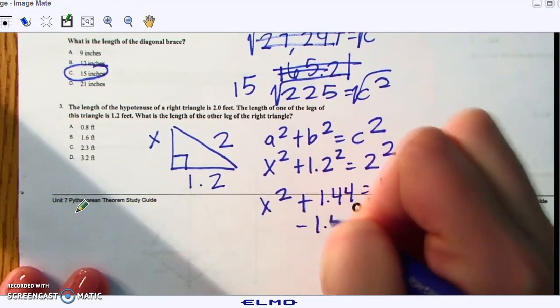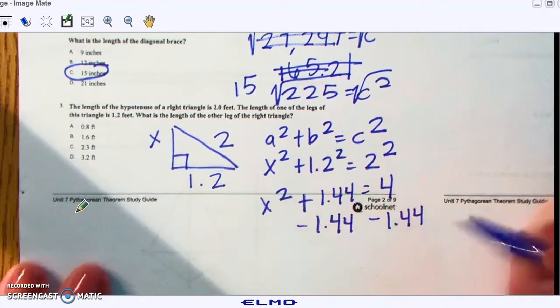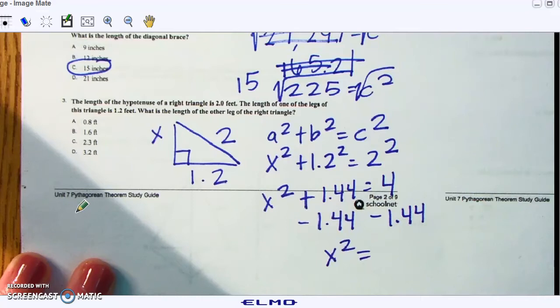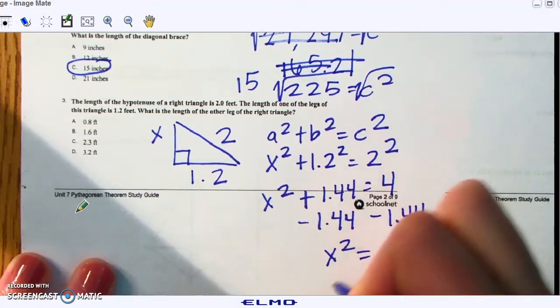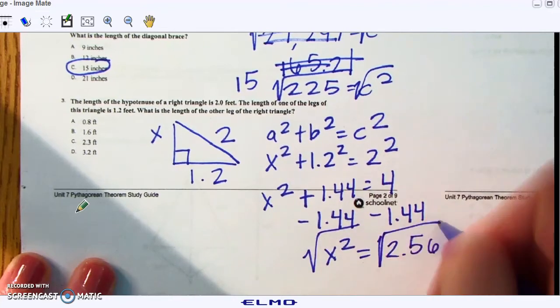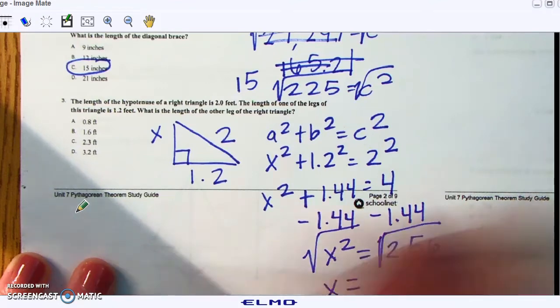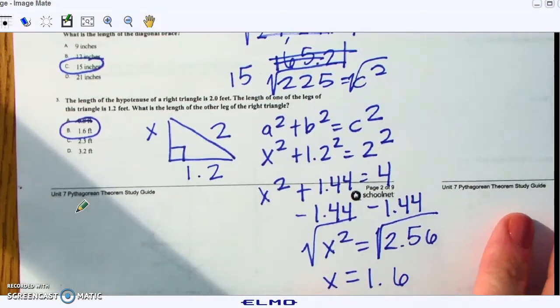If I subtract 1.44 from both sides, x squared is equal to 2.56. So I need to take the square root of both sides. X is equal to 1.6. Looks like that's answer choice B. All right.